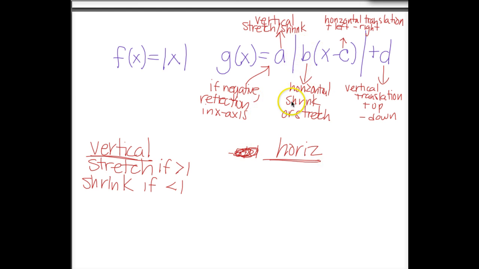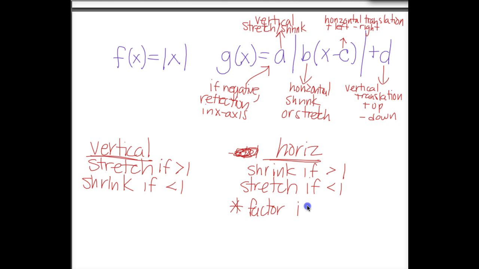On horizontal, it works the opposite. And that is on the inside, it's going to be a shrink if it's greater than 1, and a stretch if it's less than 1. Also remember on the horizontal, when you're describing translations, the factor of the shrink or stretch is always the reciprocal of whatever number is in the equation. And of course it works the other way too.